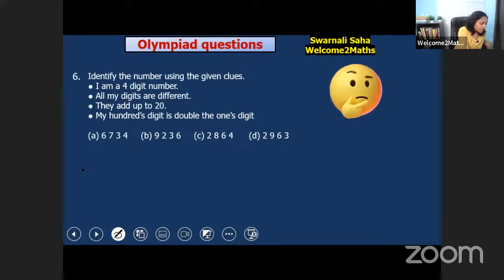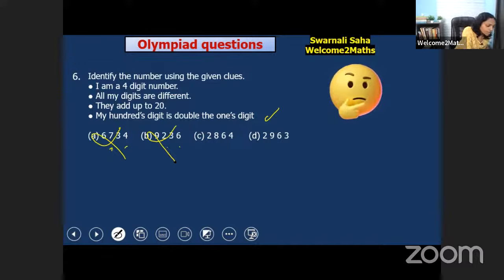The next clue says that my hundreds digit is double the ones digit. Okay, so let's do it first. You can see in the first option, here is 7 and here is 4. So let's eliminate this, it's not possible. Now the next option is 9, 2, 3, 6. 6 is at the ones place and 2 is at the hundreds place. So let's eliminate this option too.